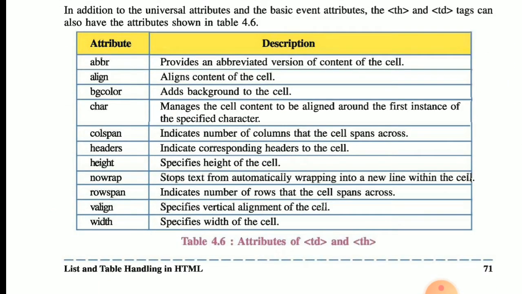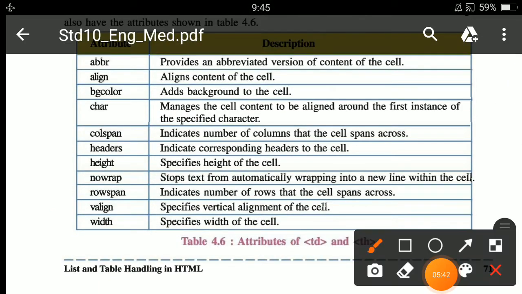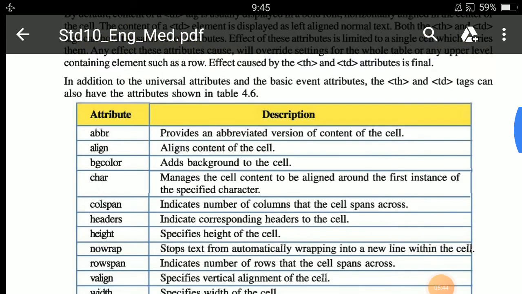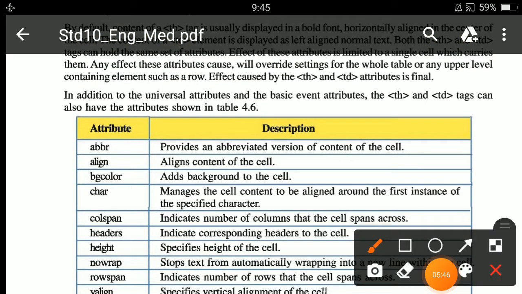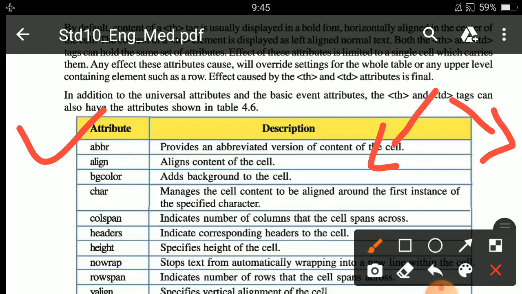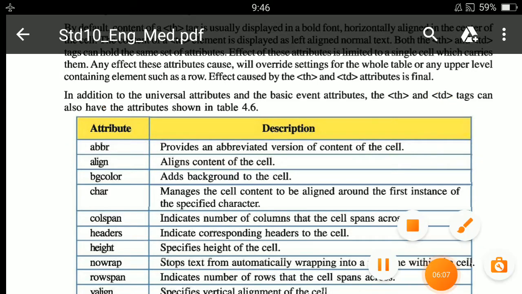See here, different types of attributes and their descriptions are given. The first attribute is abbreviated, which provides abbreviated versions of the content of the cell. Second, align. Why do we use the align attribute? For giving alignment. So total three types of alignments are there: first left, then right, and then center. Okay, bgcolor for giving background color.